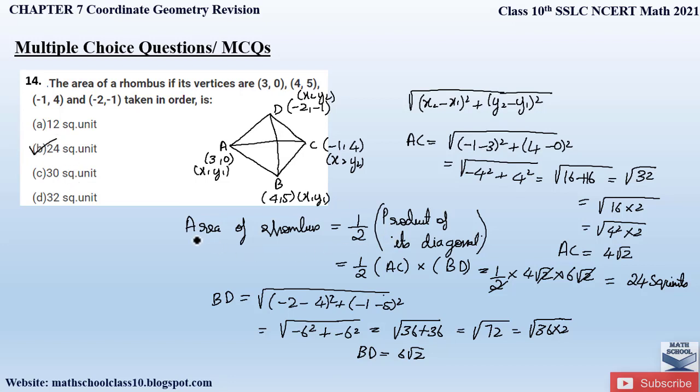So this formula is very much important. Area of a rhombus is given by half of product of its diagonals. So using this formula we will find out the area.